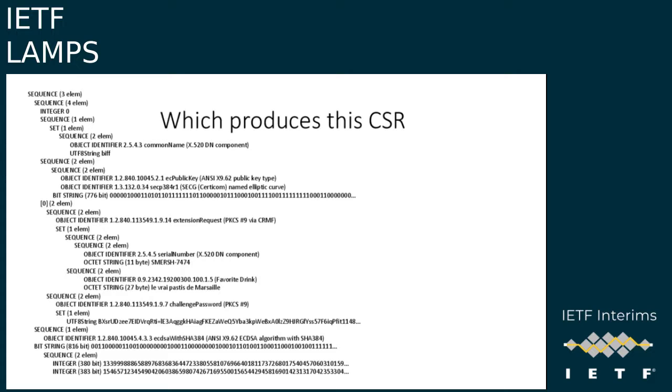So that would produce a CSR like that. I generated this the other day with my DPP implementation just to give an example. The device I was provisioning was called Biff, so that's his name. And this is the CSR that he produced based upon those CSR attributes. Next slide.